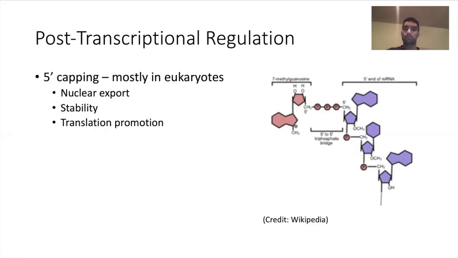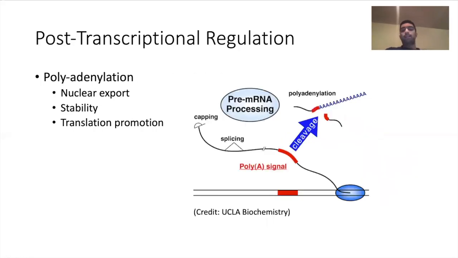to translate into protein. Polyadenylation is similar, except it occurs on the other side, on the 3' end. And this helps with the same things, nuclear export, stability, translation promotion. Polyadenylation is exactly what it sounds like: poly, which is many, and adenyl, which is like the adenine DNA base. So you get many A's, and you can see that on the right over there.